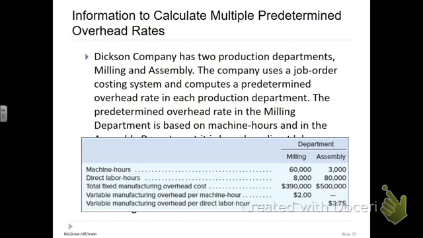Some companies have multiple rates. It would not be unheard of to have multiple rates. The reason you would do this is you may have two different production departments, what have you. And so what you may find is that it makes sense to have one rate, in this case per machine hour, and another one by direct labor hour. That would not at all be unheard of, to have multiple rates for different departments or what have you.